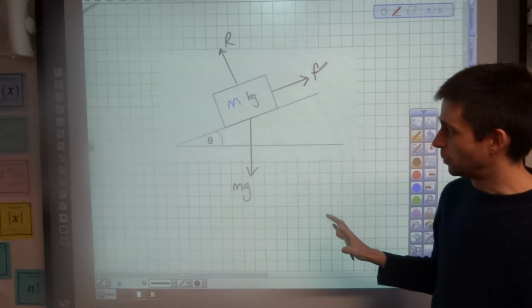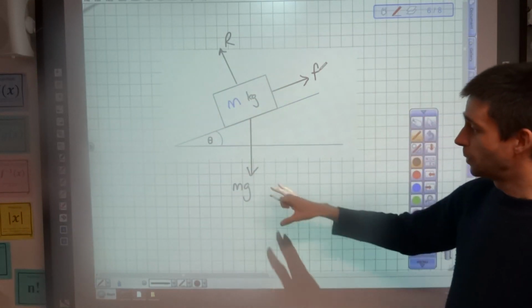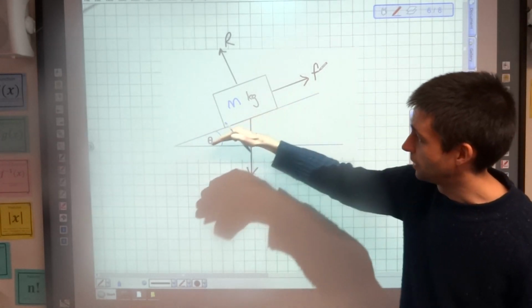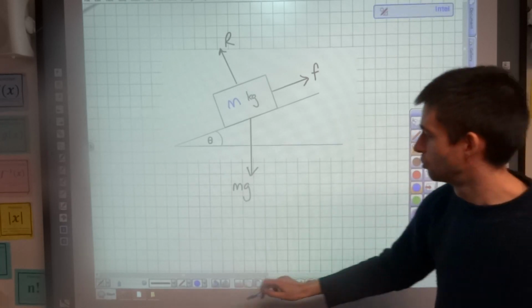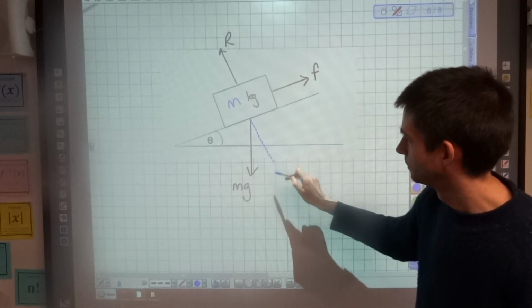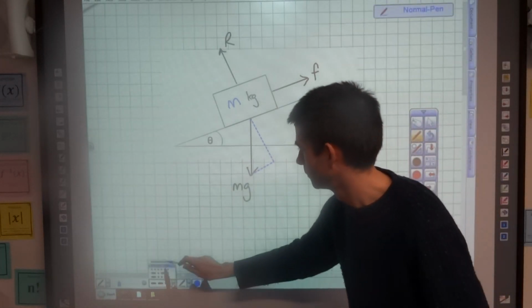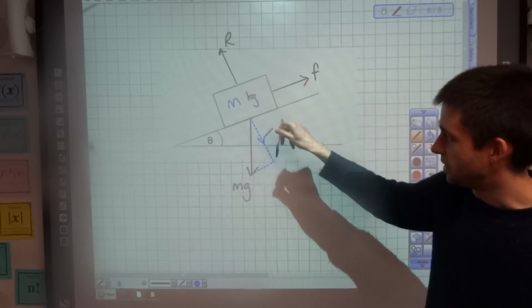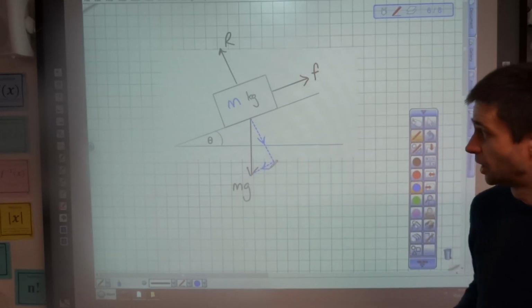But what we need to do is decide what is the magnitude of that weight component down the slope. And the way we're going to do that is to resolve this weight into components which are parallel to the slope and perpendicular to the slope. So I'm just going to draw that in as dashed component lines. So I've got this force here, which is its weight component perpendicular to the slope, and this force here, which is its weight component parallel to the slope.